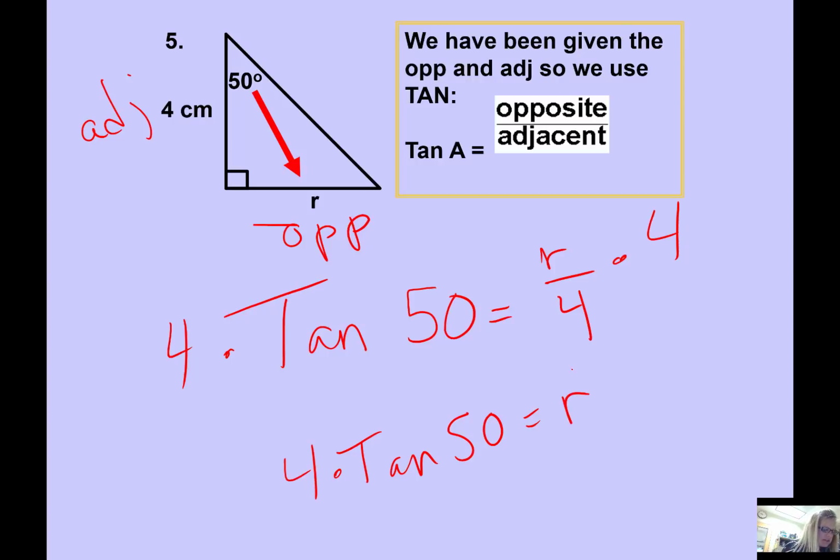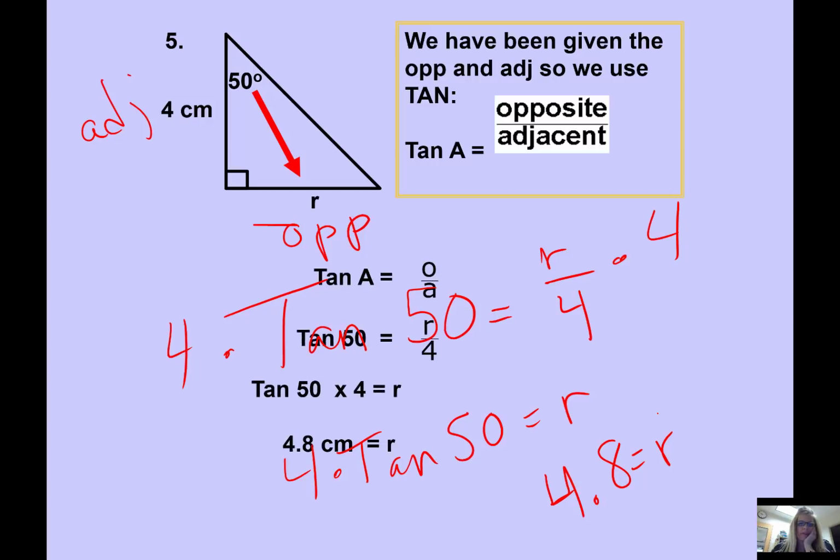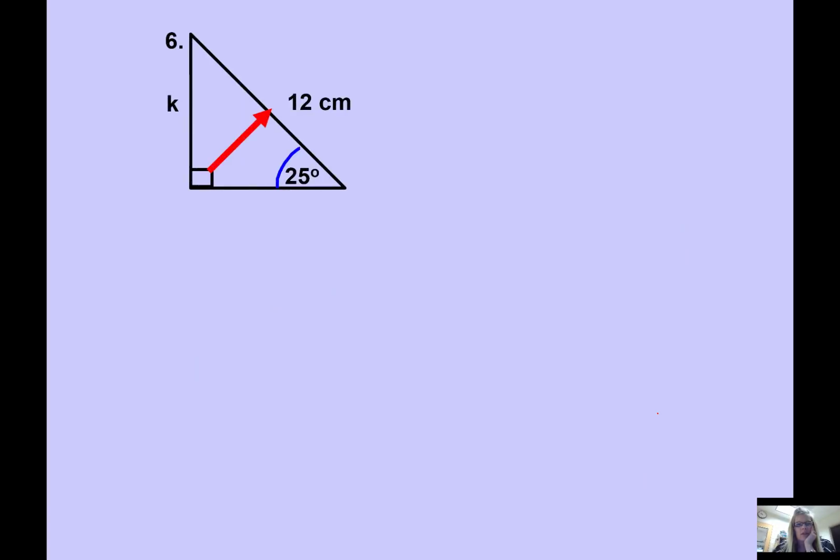So 4 times tan of 50. 4.8 equals your r. Can 4.8 be bigger than my adjacent side? You bet. It could have been bigger, it could have been smaller. It just could not have been bigger than the hypotenuse. So, there's that. That's the last part of your homework. That's all you gotta know.